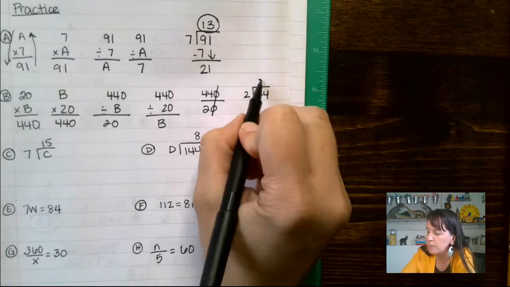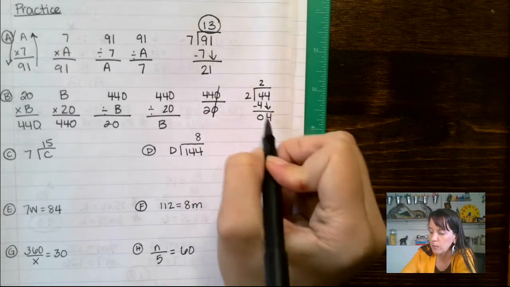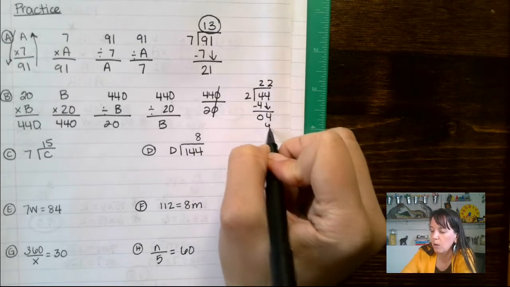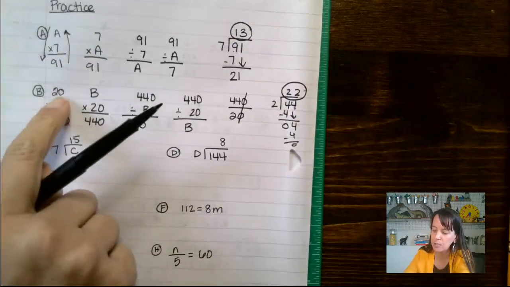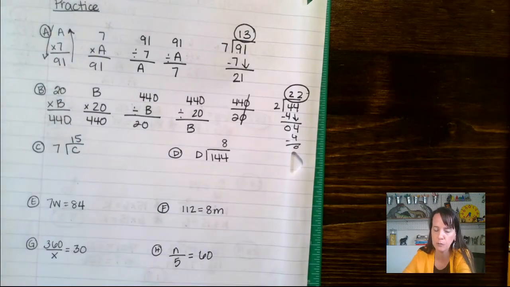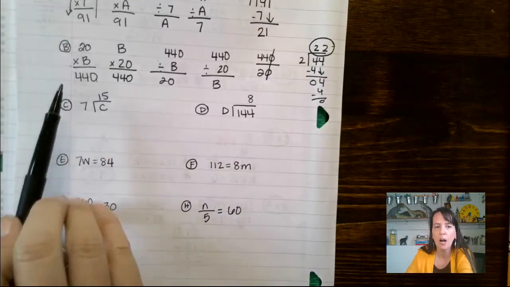2 goes into 4 2 times. That gives me 4. 0, bring down 4. 2 goes into 4 2 times. 4, 0. We are good. Our answer is 22. So if you take 20 and you multiply it by 22, you're going to get 440. Again, we started with multiplication and we ended up dividing. Okay. All right. This is a division one.